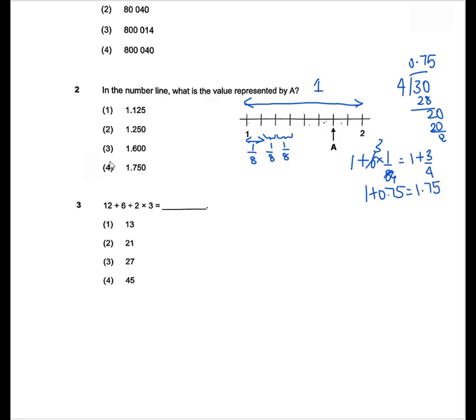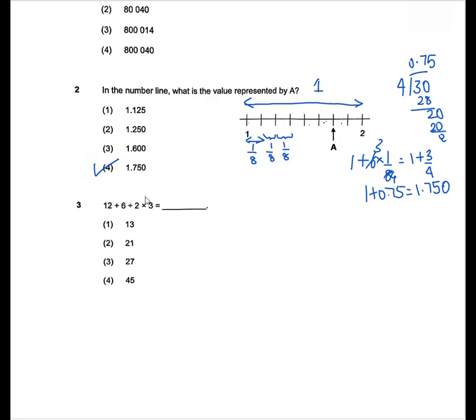And the answer that you see here is 1.750. Remember, a 0 at the end of a number after the decimal point doesn't have a value. So 1.75 is also equal to 1.750. So these two are equal, and this is the right answer.